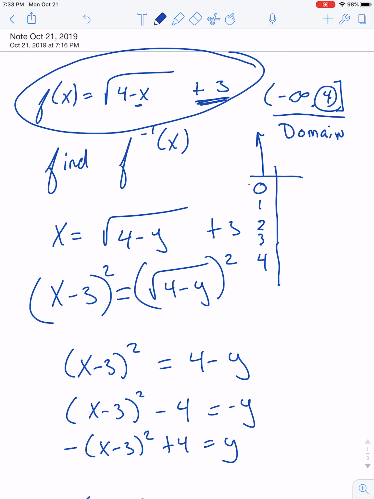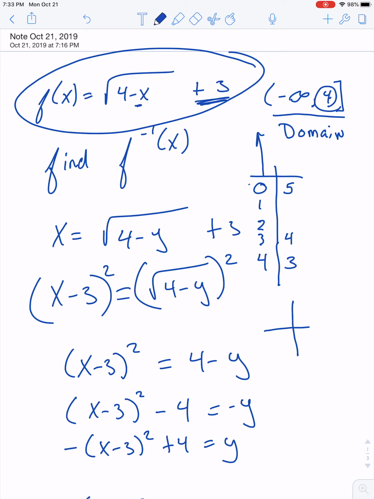So I'm going to plug in 4 for x. 4 minus 4 is 0 plus 3. So I know my graph starts at (4, 3). I'm going to plug in 3. 4 minus 3 is 1, so it's going to give me 4. I'm going to skip 2 and 1 because we'll have square roots. So I'm going to plug in 0, and that's going to give me 2 plus 3, which is 5.